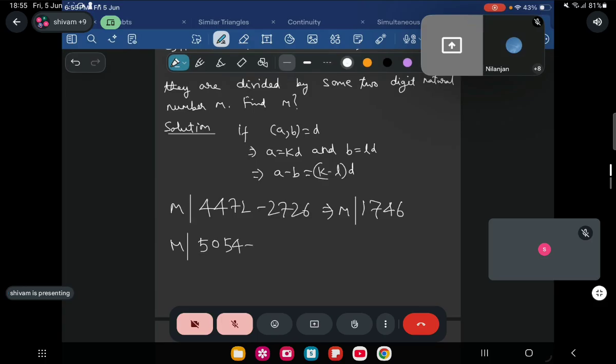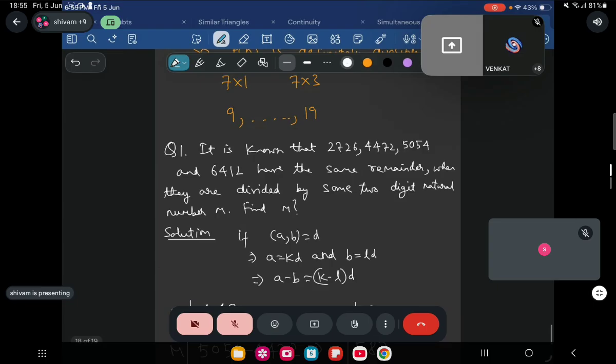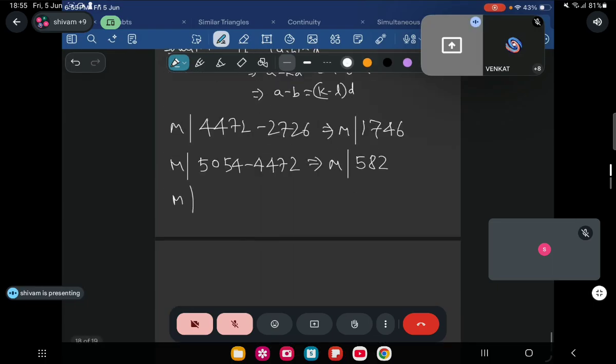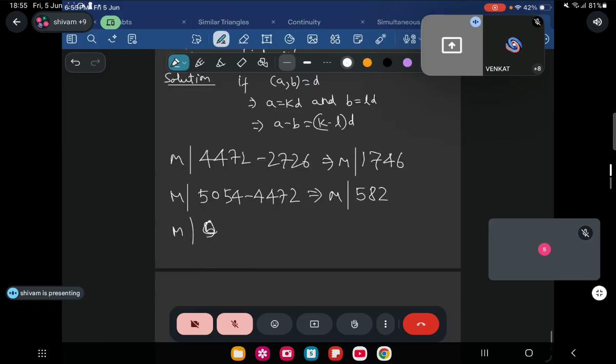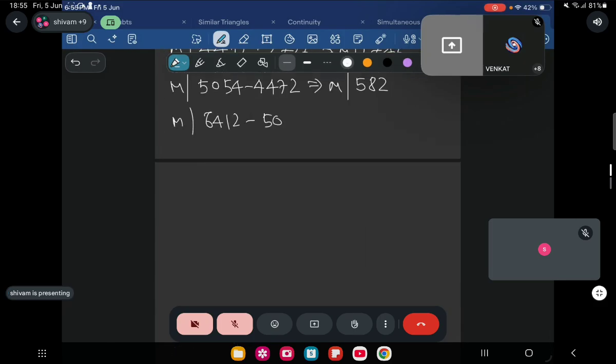Tell me. I have done this in your class as well, right? Do you remember? So when we take the difference, what is the difference, everyone? You got 582? And M also divides 5054 minus 2726. How much will it give us? Wait a minute. And 6412 minus 5054. What does it imply? 1358.